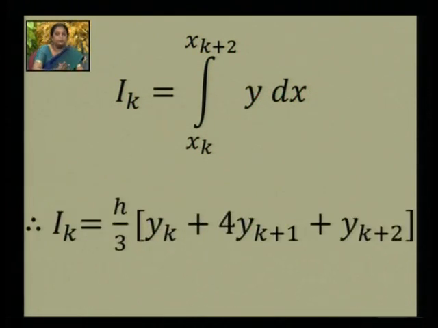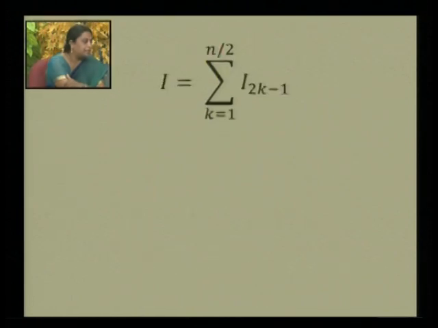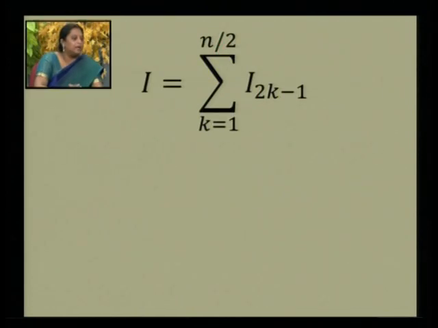On simplification, we get the area of the curve Ik equal to h upon 3 multiplied by yk plus 4yk plus 1 plus yk plus 2. This is the area that is covered by 2 consecutive strips, kth strip and the k plus 1 strip. In order to get the total area that is covered under the curve f of x, we would now sum up the individual areas. In this case, we have taken the area of 2 strips together.